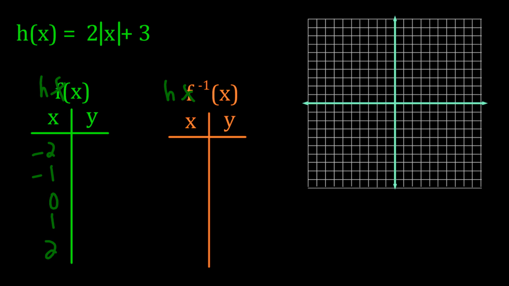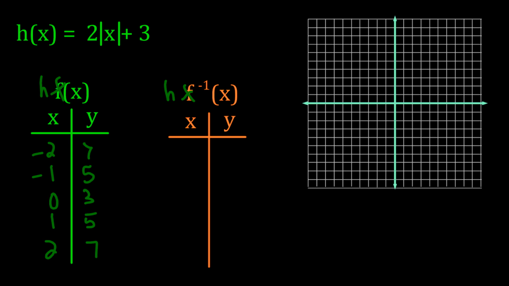So we do the absolute value of -2, that's 2, times 2 is 4. 4 plus 3 is 7. Let's plug in negative 1. Absolute value of negative 1 is 1, times 2 is 2. 2 plus 3 is 5. Plug in 0, we get 3. Plug in 1, we get 5. And plug in 2, we get 7.